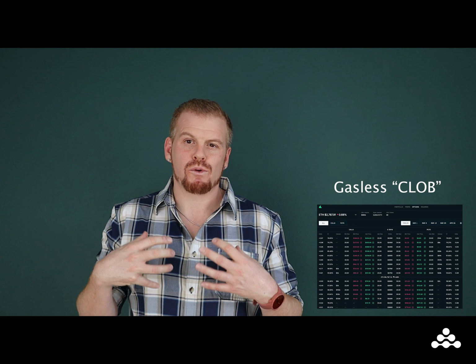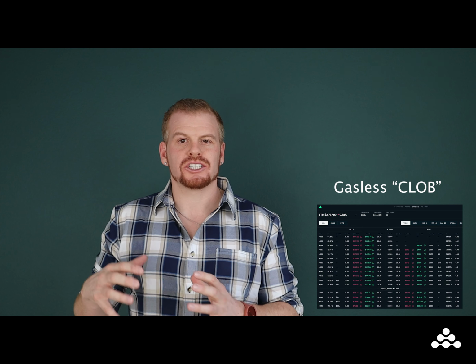Lyra recently launched its version 2 in Q4 of 2023. And unlike version 1, which was an AMM-based protocol, Lyra V2 is a gasless central limit order book system with on-chain settlement. The Lyra protocol has brought significant advancements to the DeFi options trading experience with their introduction of version 2, and we'll explore all of those advancements shortly.